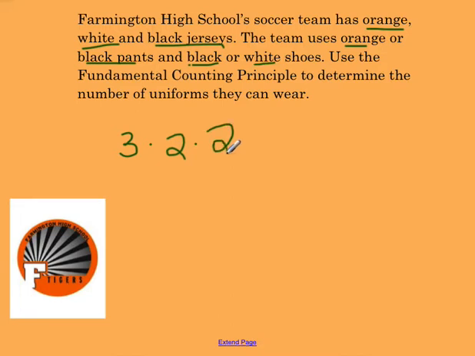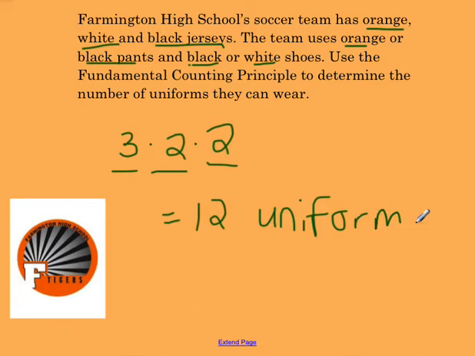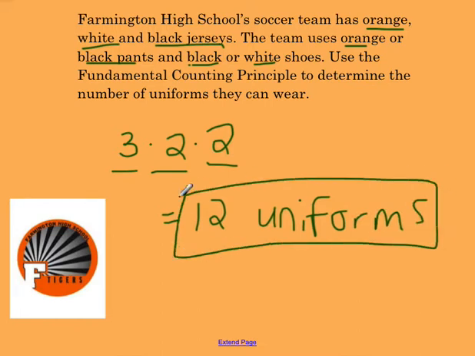All right, so then use the fundamental counting principle. All we have to do is multiply all of those different choices. 3 times 2 times 2. Multiply all of those together and you get 12. So there are 12 different uniforms, or 12 different ways that you can create uniforms. That's your final answer. That's all you have to do. If you were to do a tree diagram, on the very end of it you would have 12 different options. So not so difficult.